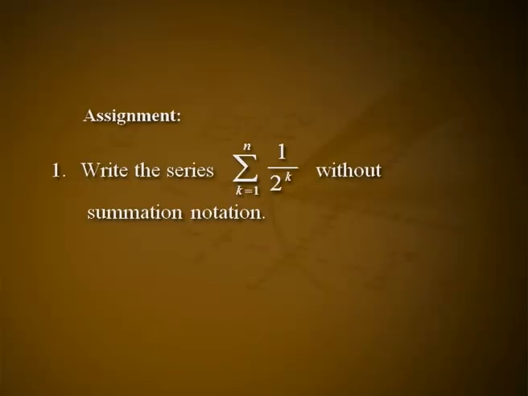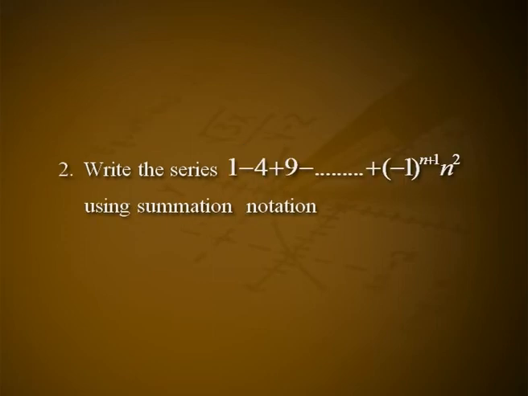Here are some problems for you to solve. Problem number 1. Write the series sigma k is equal to 1 to n of 1 by 2 raised to k without summation notation. Problem number 2. Write the series 1 minus 4 plus 9 minus and so on plus (minus 1) to the power of (n plus 1) into n square using summation notation.